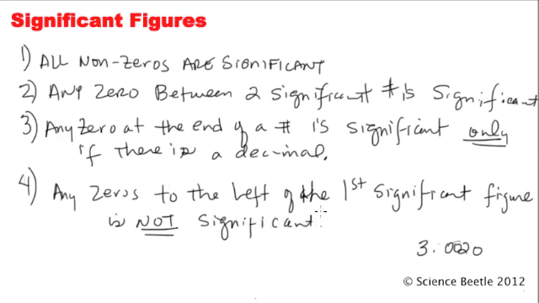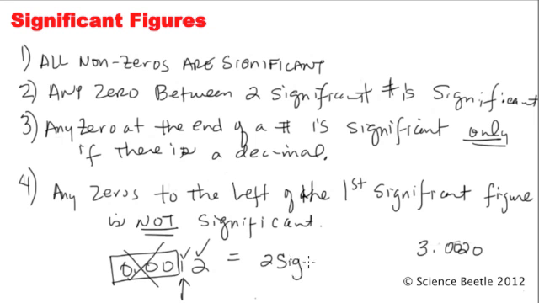Okay, an example of this, so let's say I had 0.0012. We know that the 2 is significant, we know that the 1 is significant, but any zeros to the left of the first significant figure, and the first significant figure is going to be the 1, are not significant. So the count here is going to be a 2 count. And so I'm going to write that 2 sig fig count.